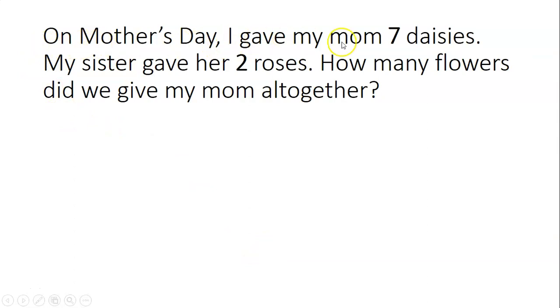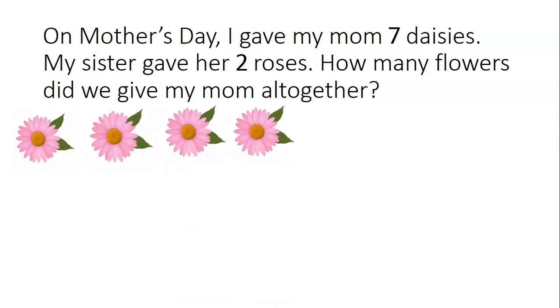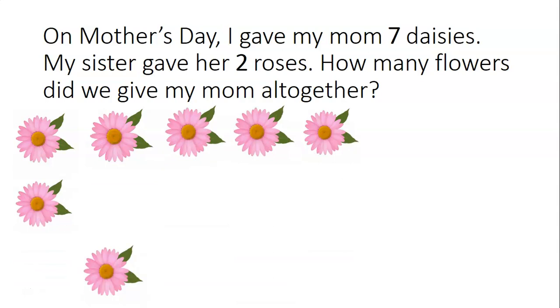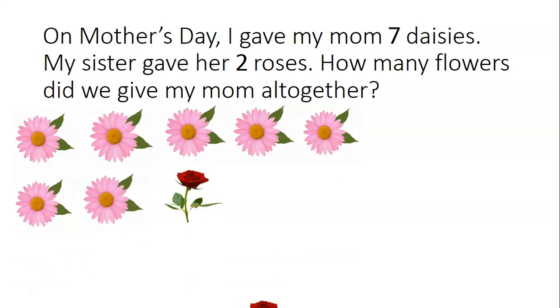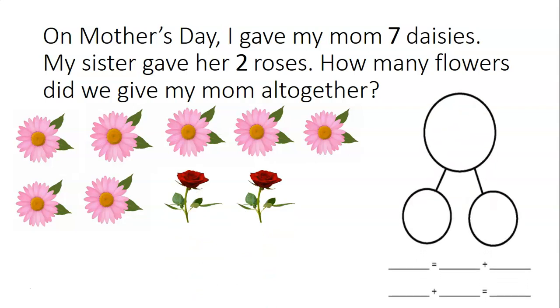On Mother's Day, I gave my mom 7 daisies. My sister gave her 2 roses. How many flowers did we give my mom all together? Now first, let's put our pictures out there to help us with this. We have 7 daisies. 1, 2, 3, 4, 5, 6, 7, and then 2 roses. 1, 2. Now, how many did we give my mom all together?